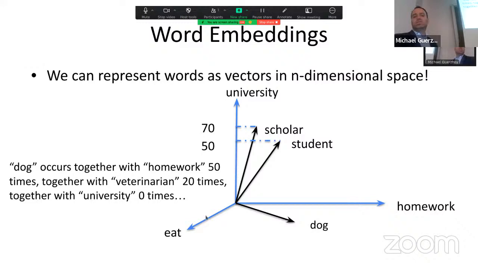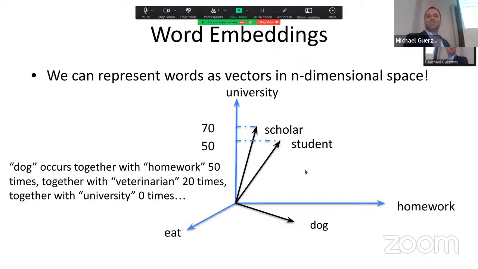And then we'll do it for every kind of word, and we'll say, okay, so if dog appears together with eat and it appears together with homework, then we'll represent it as this kind of vector where the number of times the dog occurs together with homework is going to be over here, and the number of times that dog appears together with eat is going to be over here, right? And then if we're talking about something like student, we'll say, okay, well, student appears together with homework as well, quite a bit, and together with university, but students don't have time to eat, so maybe not as often.